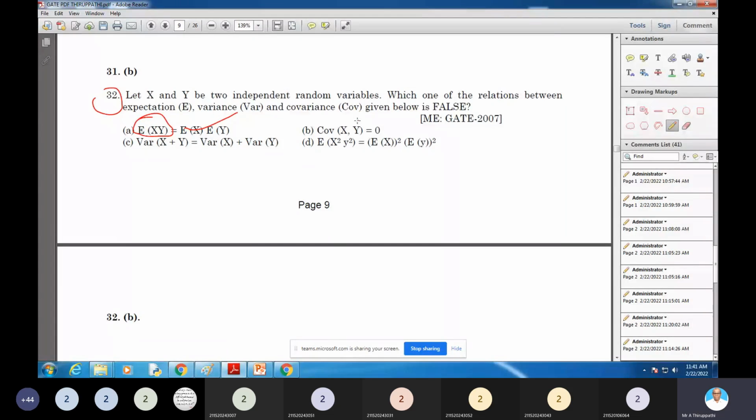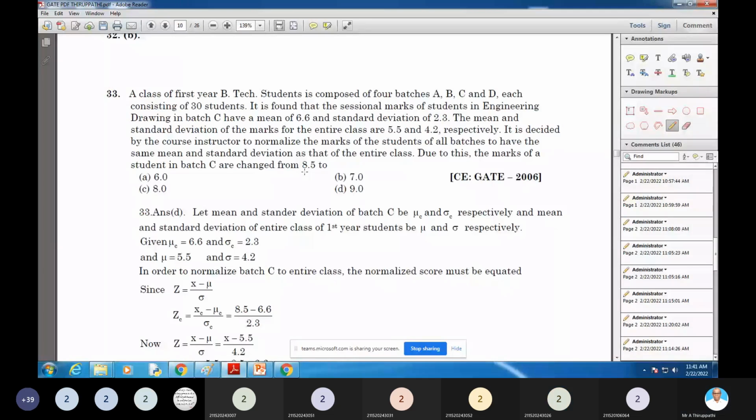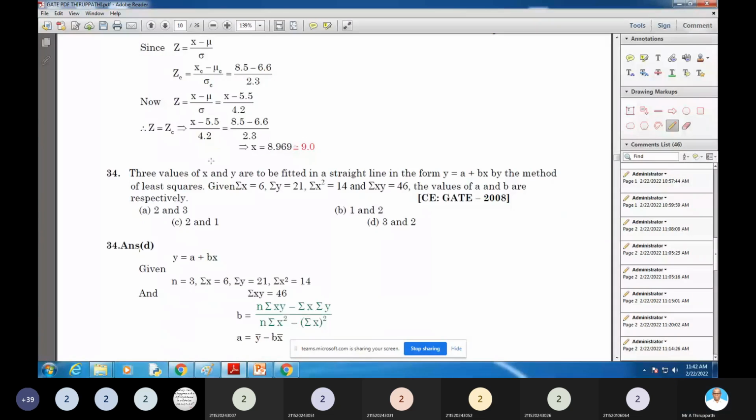Next, covariance of xy equals 0. Next, variance of x plus y equals variance of x plus variance of y. Next, E of x square y. This is the false one. For the option covariance of xy, covariance of xy equals E of xy minus E of x into E of y.